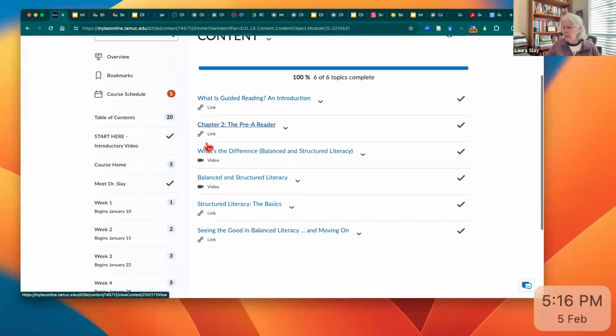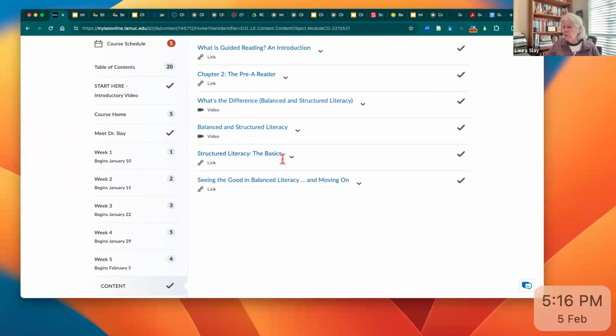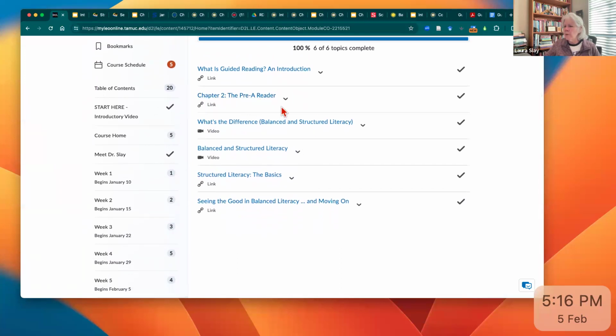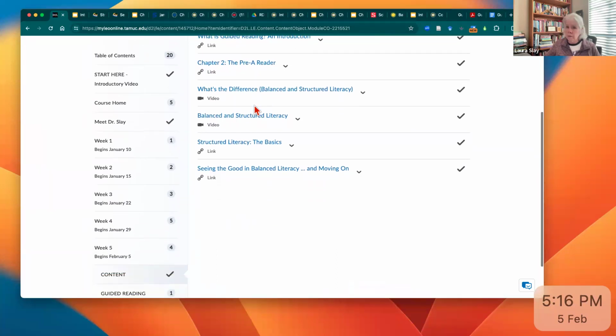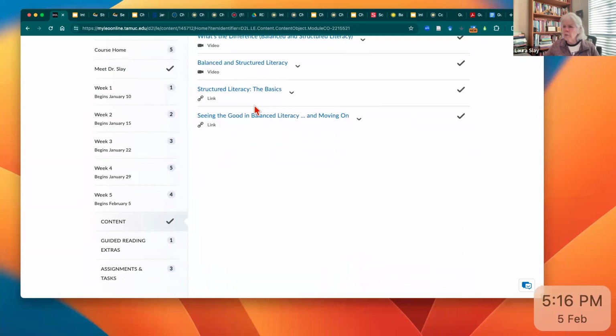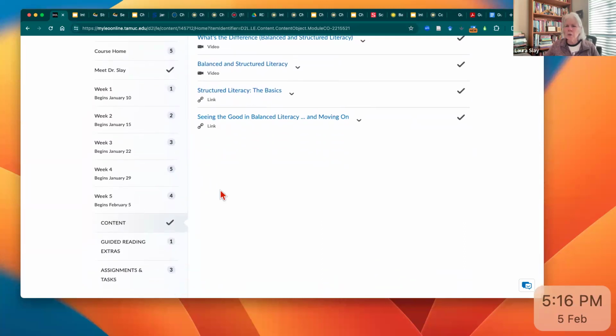And so it's still thinking. Structured, so I showed you these two. We talked about the videos, and then there's a presentation on the structure of the chapter 2, which is the pre-A reader, which is the very youngest of readers. This one really focuses on alphabet and how you're teaching kids the phonemic awareness in the sounds there.